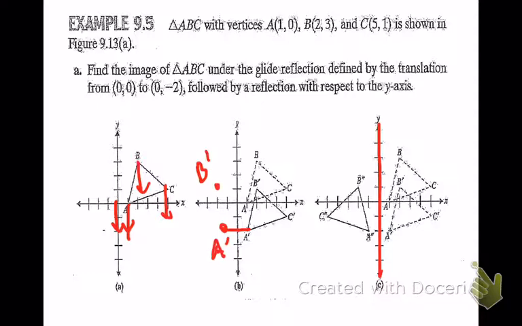Everybody got it? Yep. You add a prime each time you rotate, reflect, or something like that. You add the primes after you translate, then you add the primes after you reflect. So if it's multiple steps, you should end up with double primes.